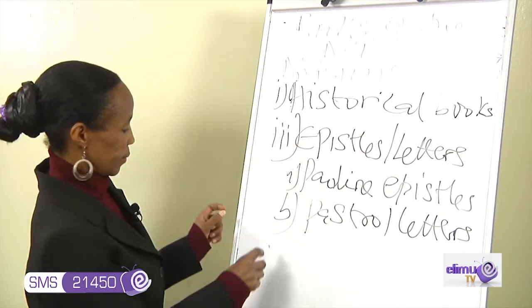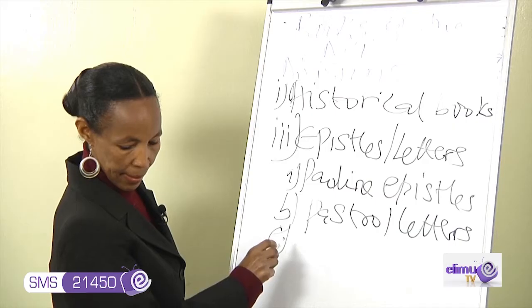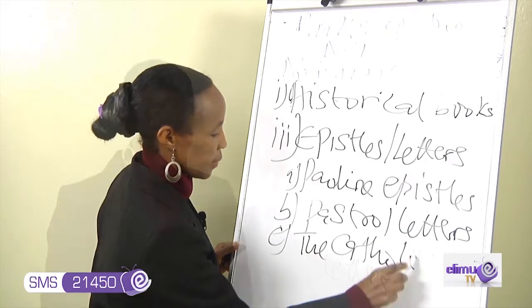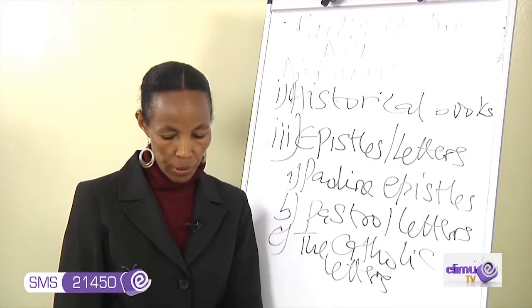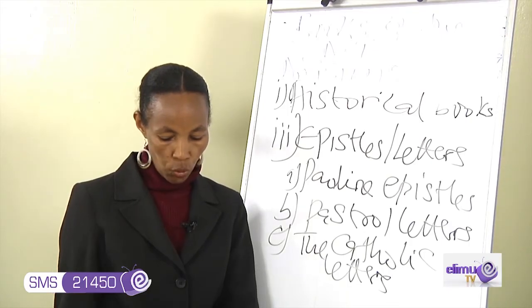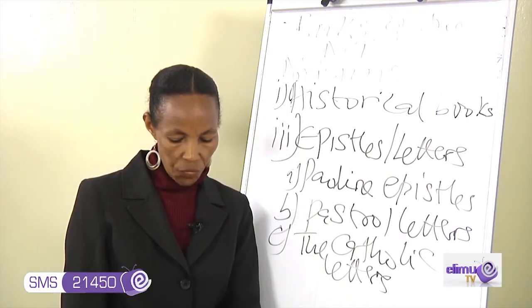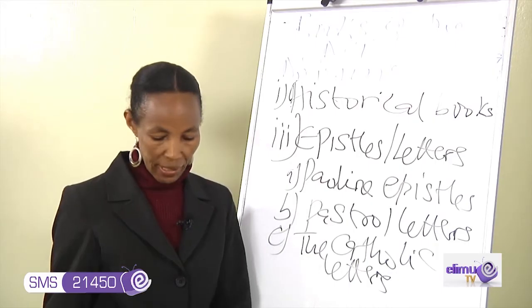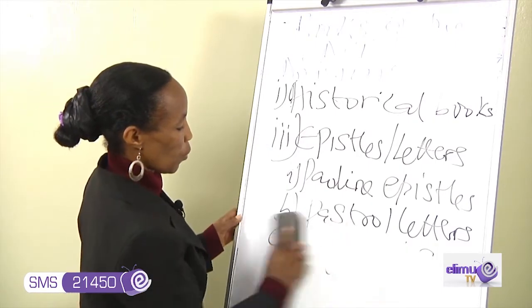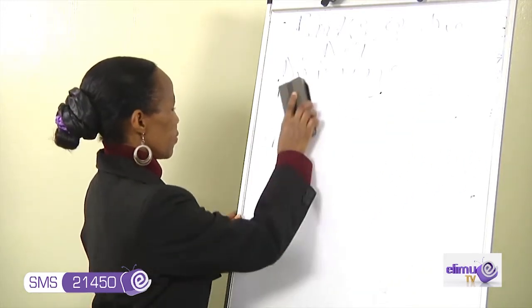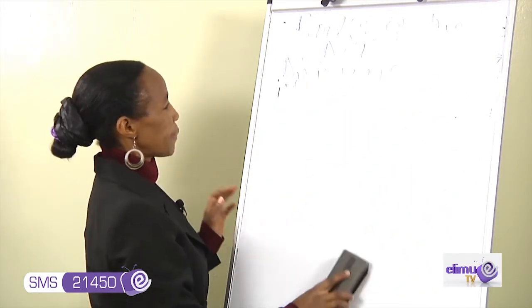The third category of letters are the Catholic letters. The Catholic letters can be applied to any group or individual of the time. The authors of the Catholic letters are not known clearly, but their messages are relevant to all people of the time, so they can be used by all people of all time. Now, those are the letters, the epistles that are found in the New Testament.